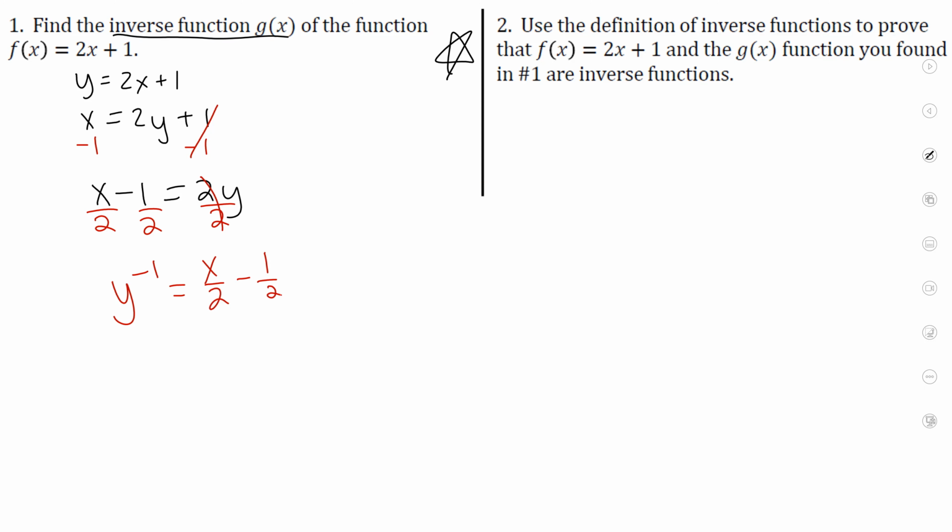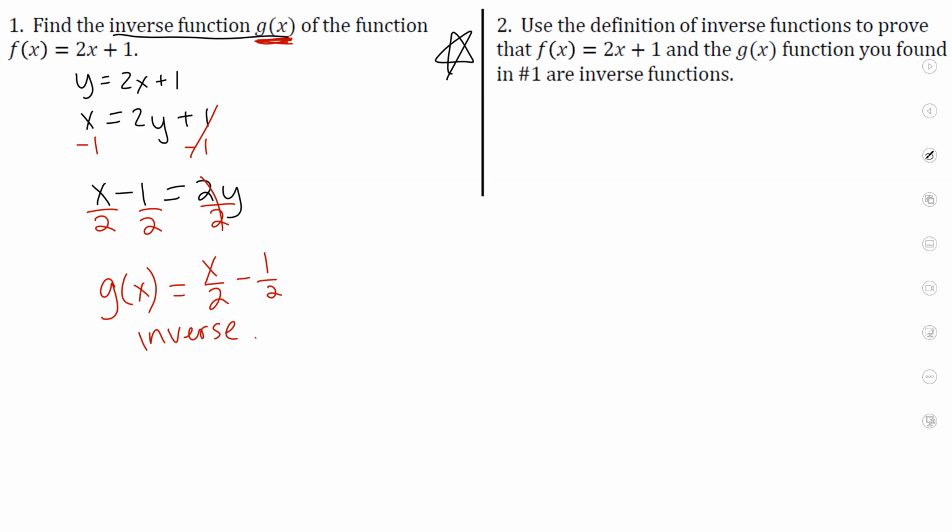Okay. Now, guys, it says find the inverse function g of x. So I'm going to call it g of x. Instead of using this symbol for the inverse, we'll call it what they wanted us to. So this is the inverse.